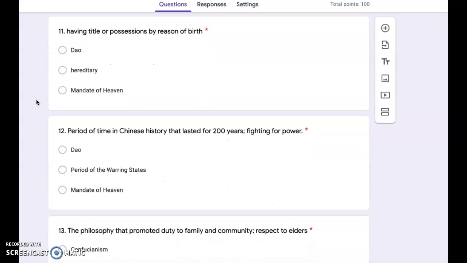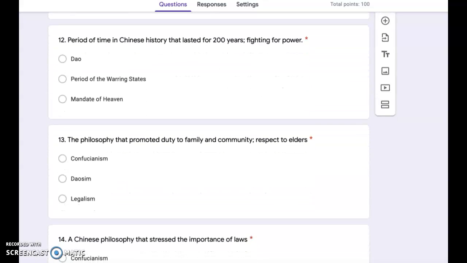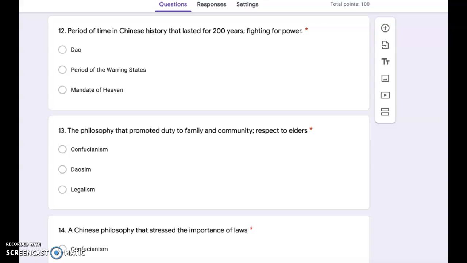Number 11, having title or possessions by reason of birth, Tao, hereditary, or mandate of heaven. Number 12, period of time in Chinese history that lasted for 200 years, fighting for power, Tao, period of the warring states, or mandate of heaven.